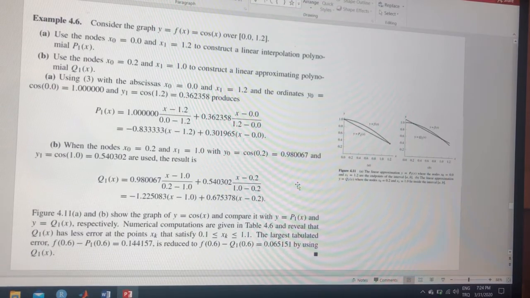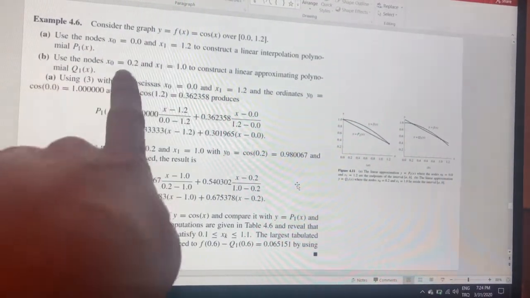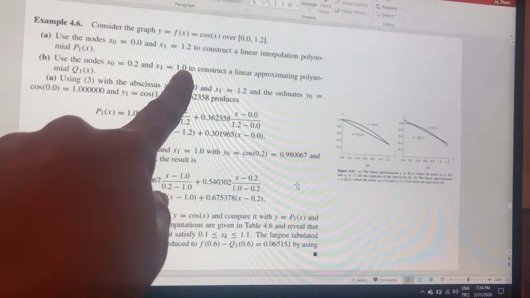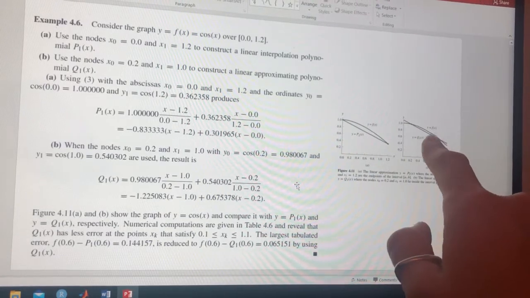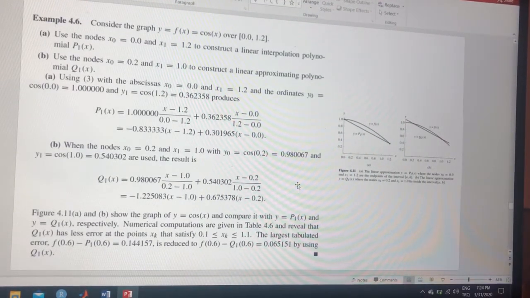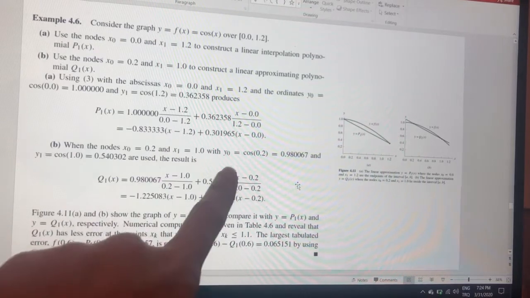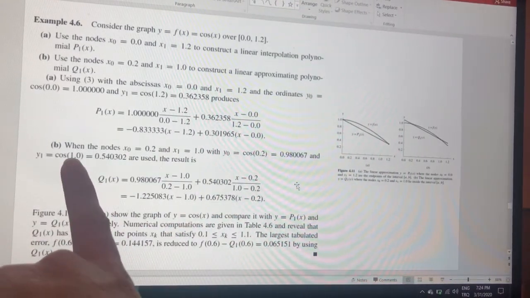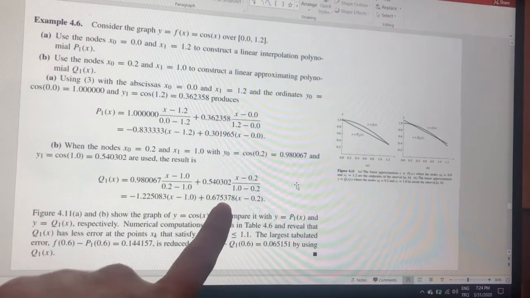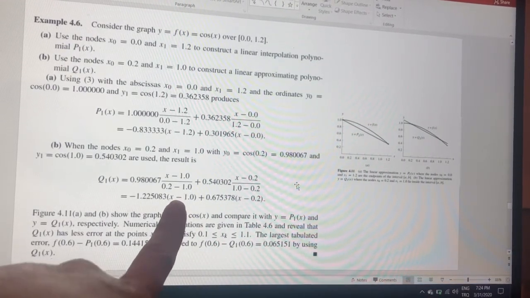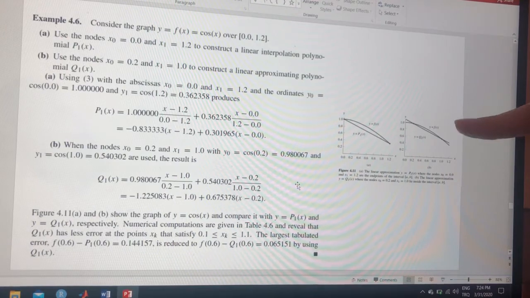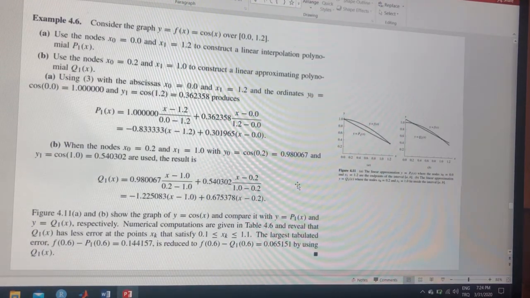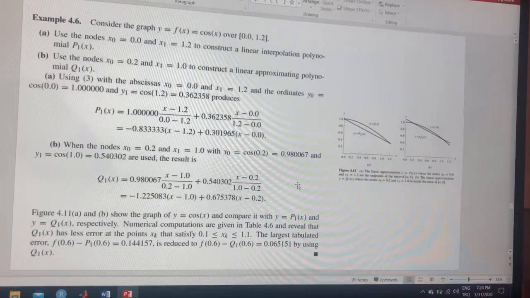And part B is asking, instead of 0 and 1.2, use 0.2 and 1. Again, instead of using the starting and ending point, we are using the points in between that. And again, in a similar way, cosine 0.2, cosine 1 is given. You just plug them into the formula and you will find Q1(x). And you can compare which one is giving a better solution here, and you will see that Q1(x) is a better solution. It's a better linear approximation than the P1(x).